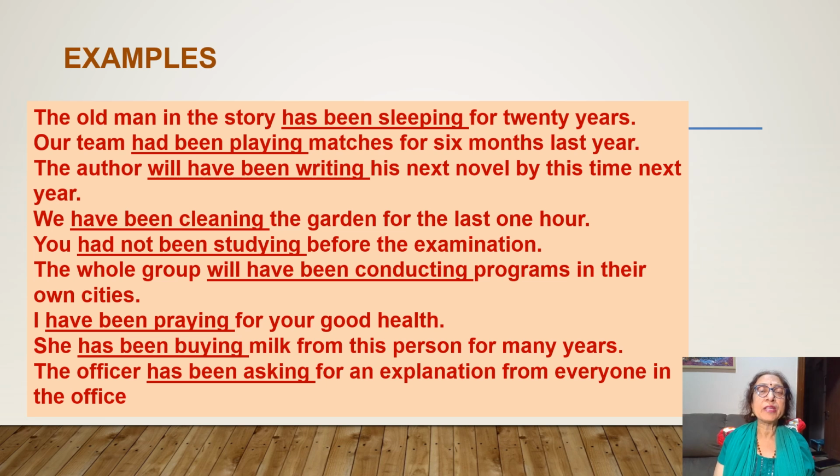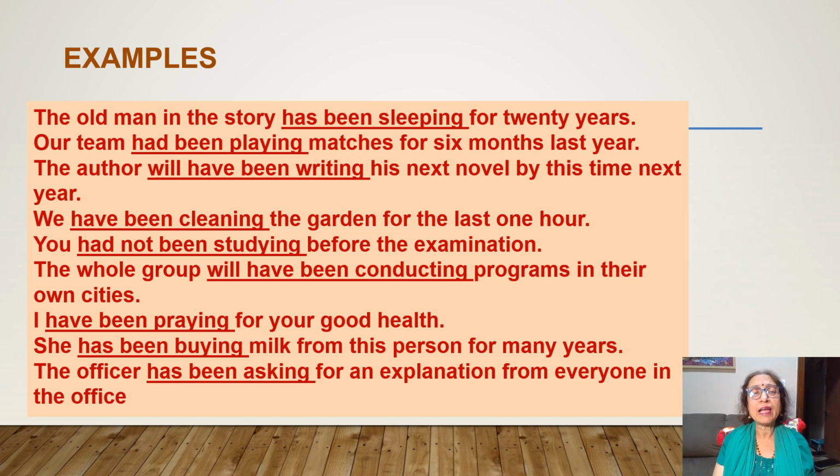Our team had been playing matches for 6 months last year. Now, this is perfect continuous in the past. So the action continues for some time and ends in the past itself. So you see, our team had been playing, past, had been playing for 6 months last year, not this year, not now, but last year for 6 months. Continuously 6 months they played in the last year.